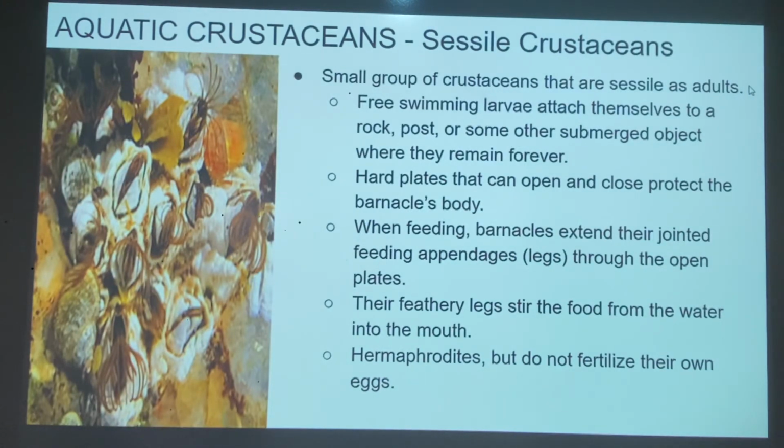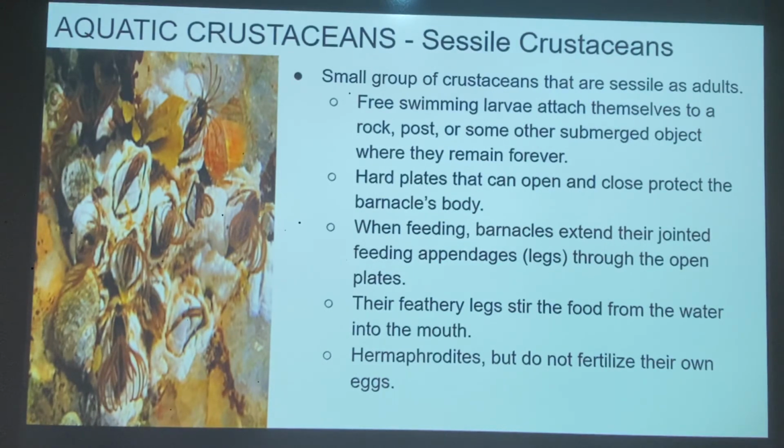And then we've got sessile crustaceans. Again, sessile means they don't move. It's a very, very small group of them. They have free-swimming larvae. So again, that benefit of spreading out, you don't have to compete for resources from your parents or your siblings or other people from your family. And they will attach themselves to a rock, a post, or some other submerged object where they remain forever.